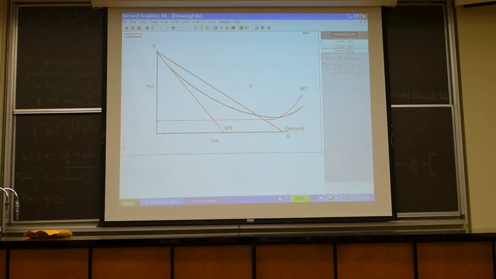All right, and the economic profit and loss, here's the average cost at that output, and the difference between the average cost and the price is that. Okay? Good. Now show me what the optimal allocation of resources is, the price and quantity at the optimal allocation of resources.